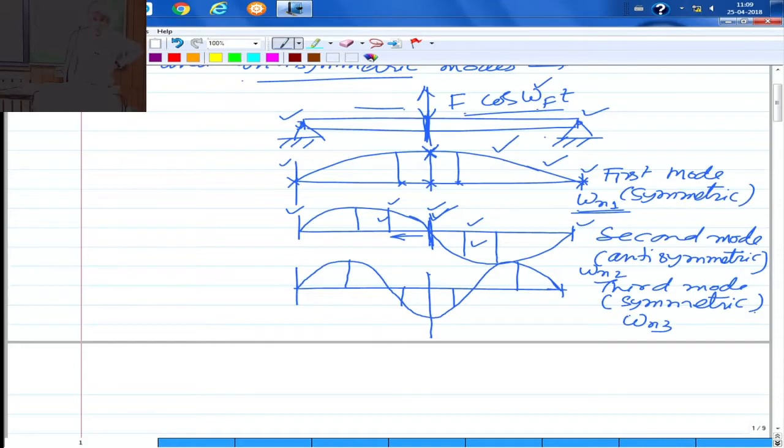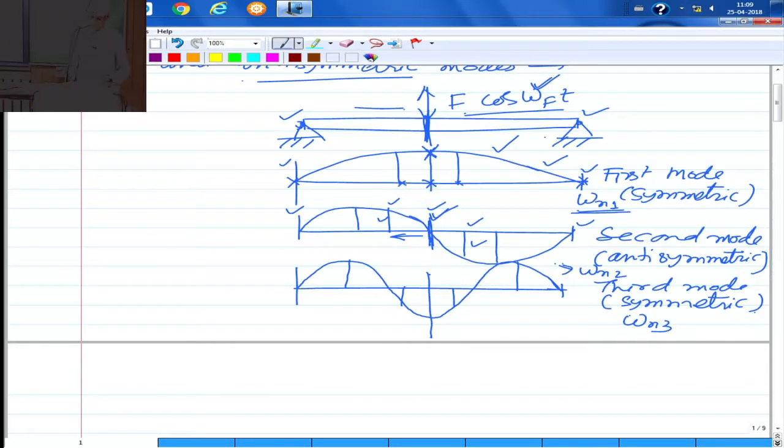Of course, we have a provision that we can vary this omega f, so we can have a sine sweep. Now let us say we keep on increasing this omega f, and there would be a situation when omega f will approach omega n2. That means the forcing frequency is equal to the second mode resonance frequency. Now what would be the vibrations of the beam? What would happen?